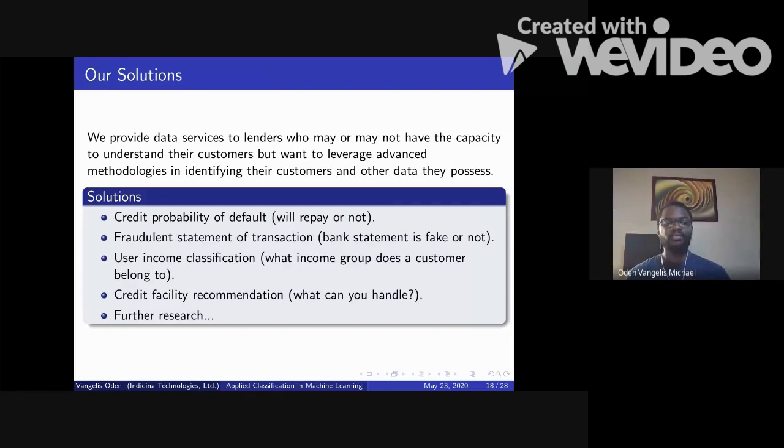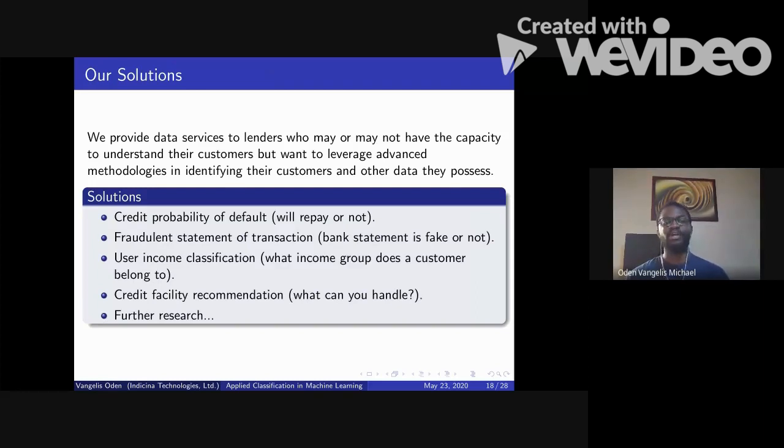Then we have the user income classification, where we try to group customers into how much they possibly earn and find out the risk involved with lending to a particular group of customers, earning a particular amount of money, and how we can develop solutions around giving them the best facility, because it's basically about them. We want to be able to give them the best facility that will not stress them, but will allow them to enjoy the loan as well as pay back on time, right? Because we need the money back.